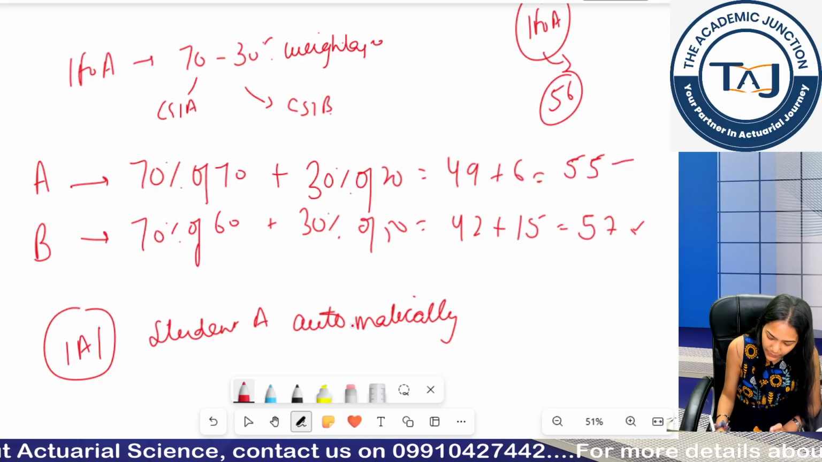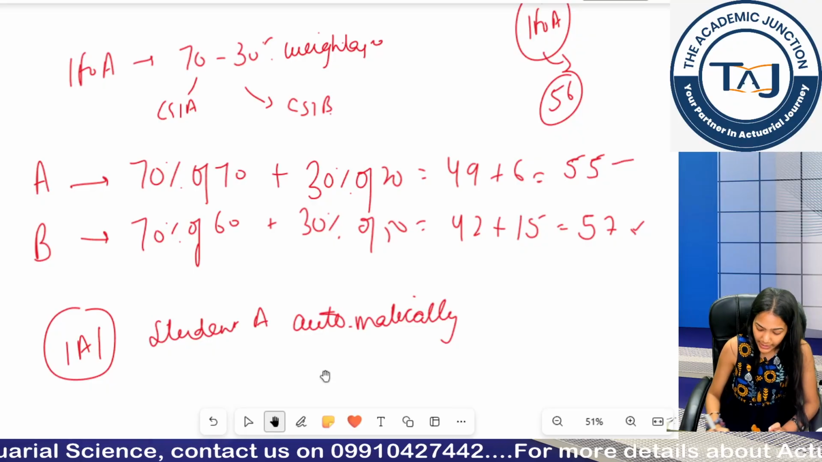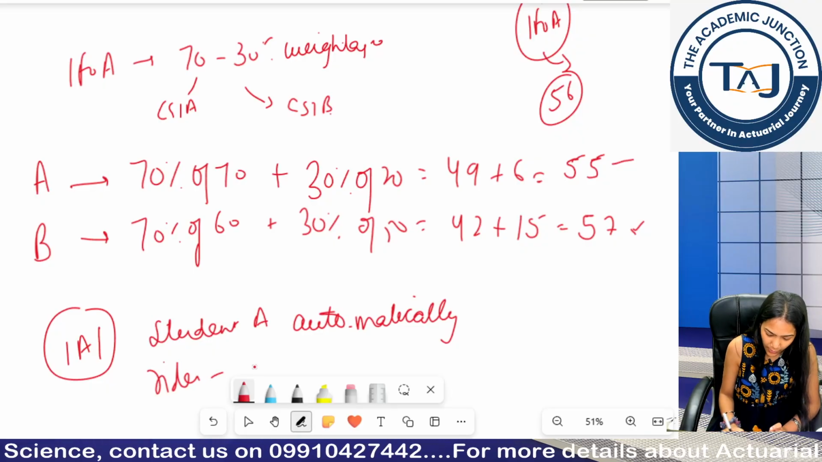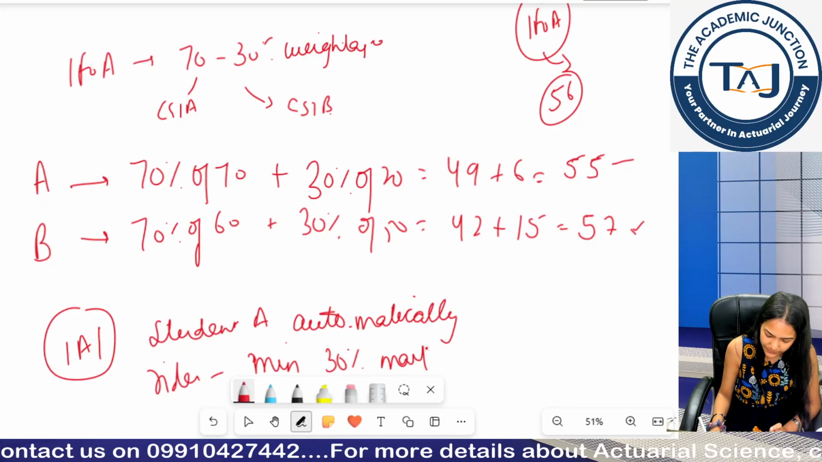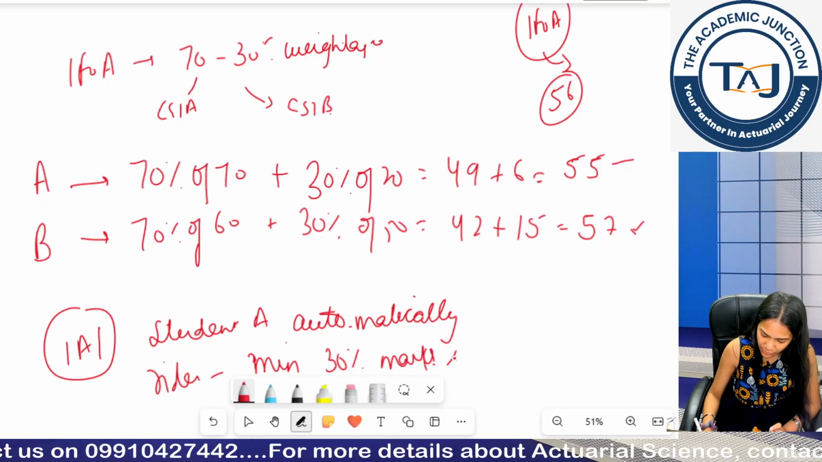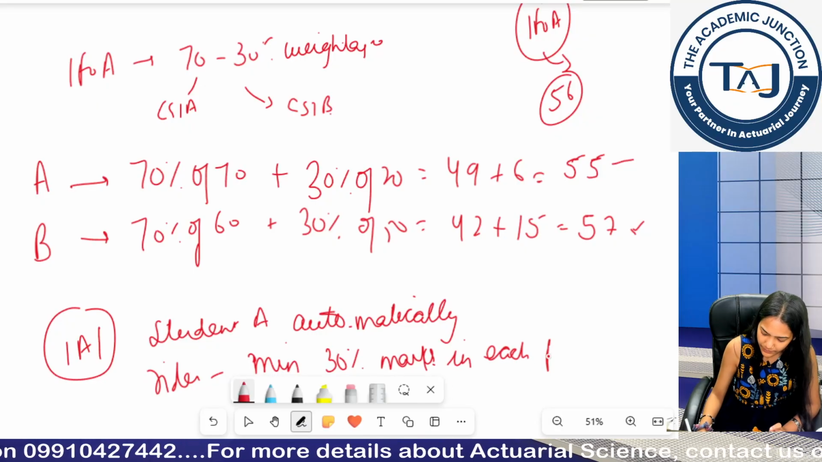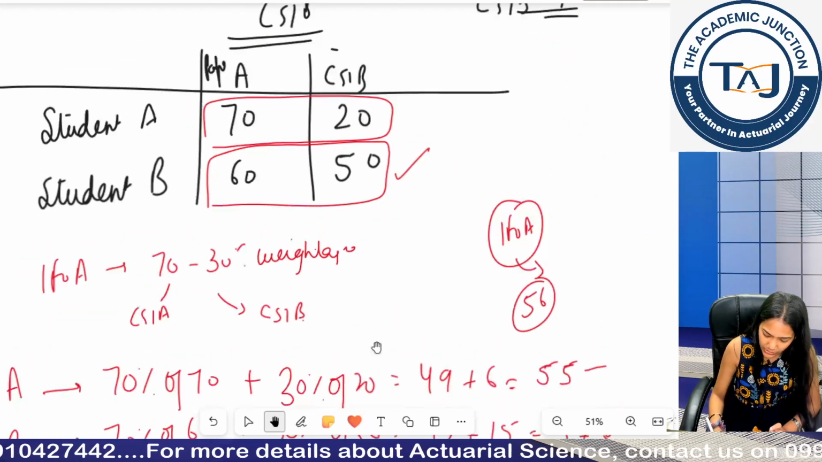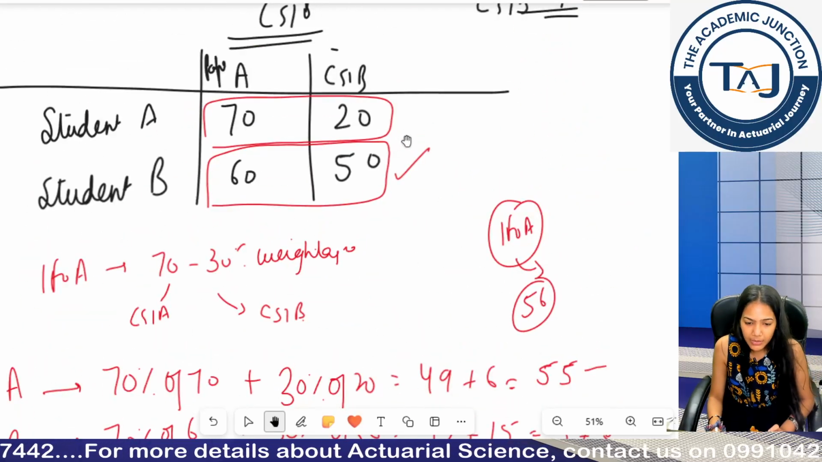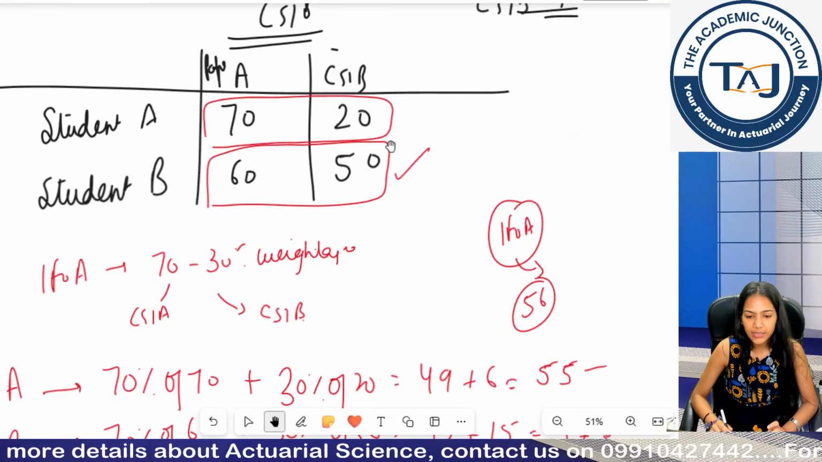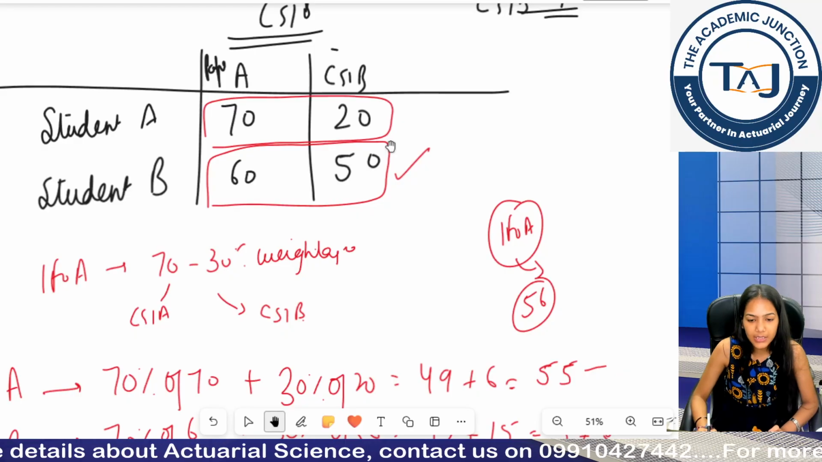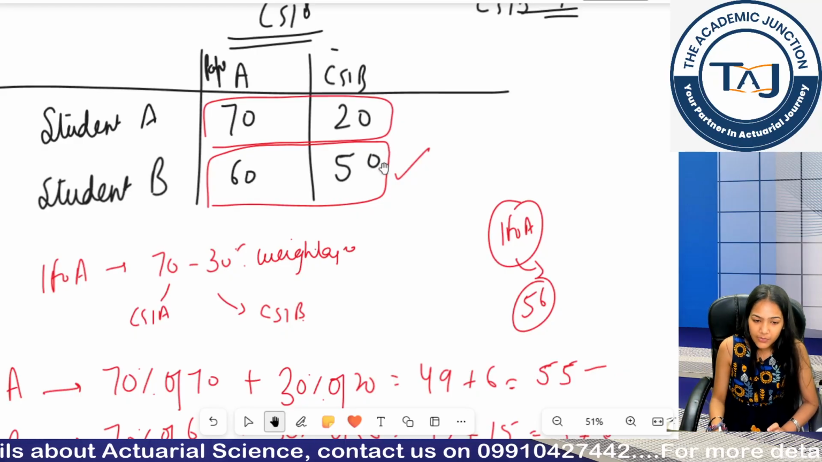How will student A fail? Because IAI has an extra rider of minimum 30% marks in each paper. Okay. So student A received 20 marks, but the minimum passing criteria for each paper was 30 marks, that is 30%, 30% of 100 is 30. So student A is falling short of that.